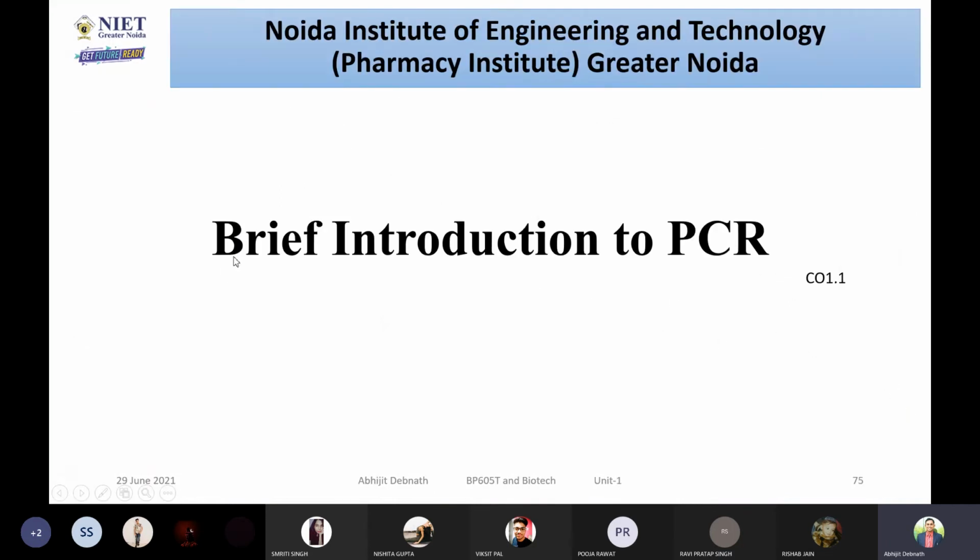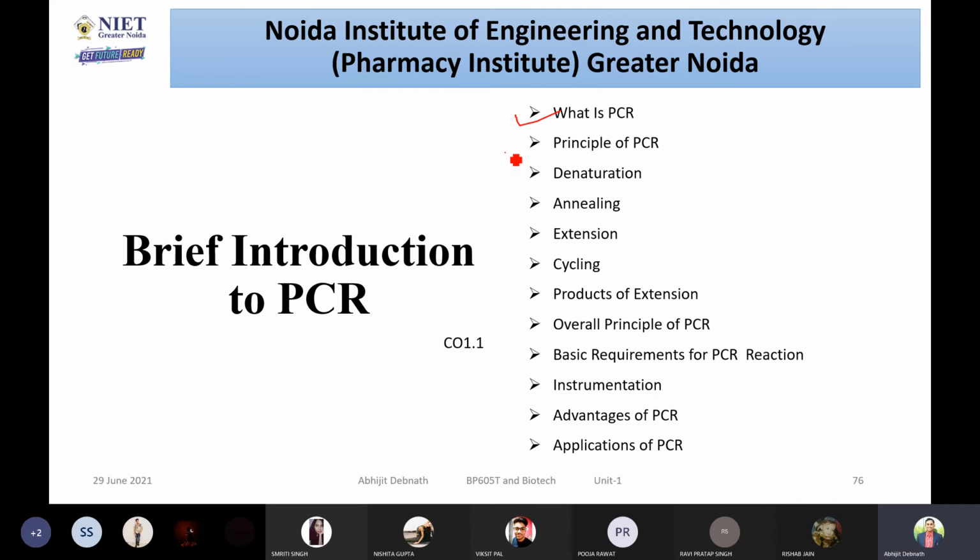Now another thing associated with this topic is a brief introduction to PCR. We have already seen PCR, or polymerase chain reaction, in Unit 1. We have also learned RT-PCR in Unit 1. I hope you can remember my previous lecture. I told you the PCR principle and the various steps involved, like denaturation, annealing, extension, and cycling. After that, the products of extension, and then the overall principle of PCR, the requirements, instrumentation, advantages, and applications.